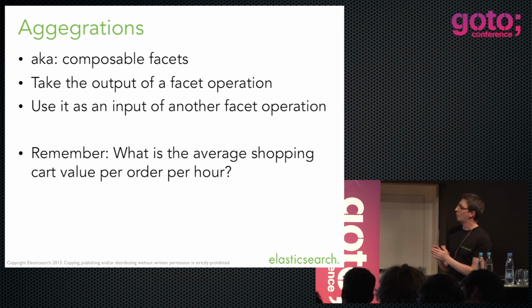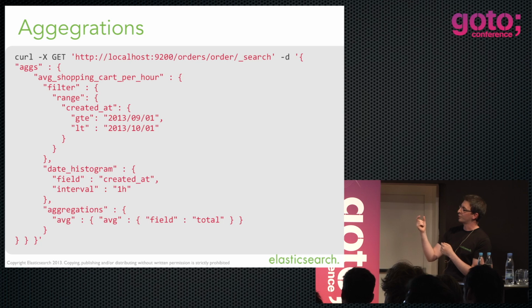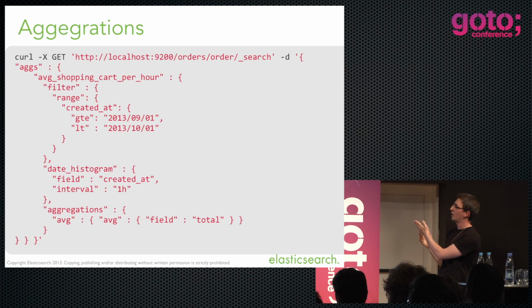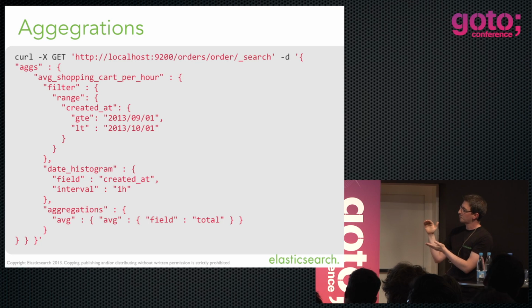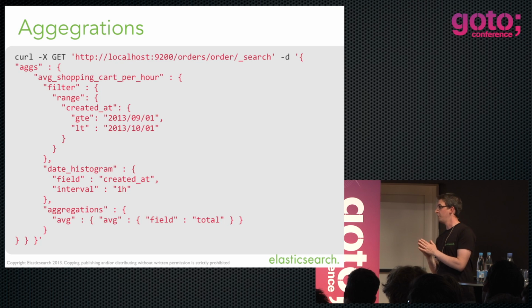This looks a little bit more complex than the last one, but if you take a look, it uses this aggs aggregations feature. You specify a nice name for it, average shopping cart per hour. You again use the date filter and the date histogram facet, but you use the aggregations field to calculate a total of the average. And this is what you can now actually have.